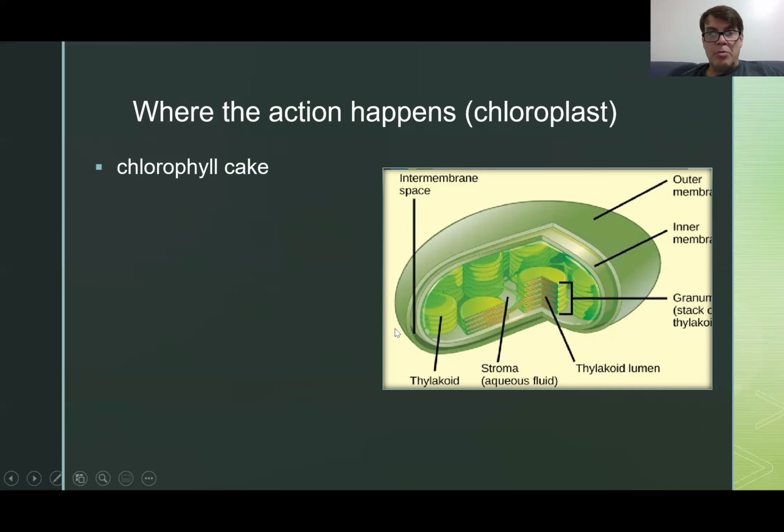So this is a chloroplast. I'm sorry, why did I put chlorophyll there? Chlorophyll is the chemical that makes it happen. Let me try that again. I'm going to call it chlorophyll icing. The membranes of these things have chlorophyll in them, and the chlorophyll is the thing that actually turns the sunlight into chemicals. So these are granny cakes.